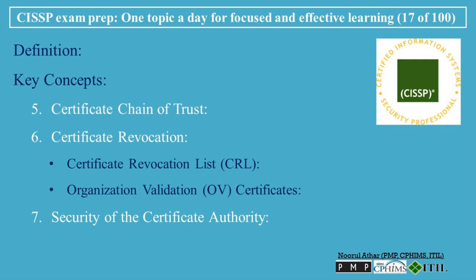7. Security of the certificate authority. The CA's private key is the most critical asset. If a CA's private key is compromised, the attacker could issue fraudulent certificates, undermining trust in the entire PKI. To protect the CA's private key, root CAs are typically kept offline in highly secure environments and only brought online when necessary, e.g., to sign intermediate CA certificates.